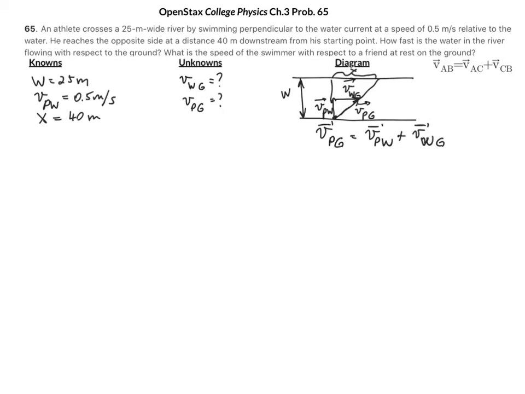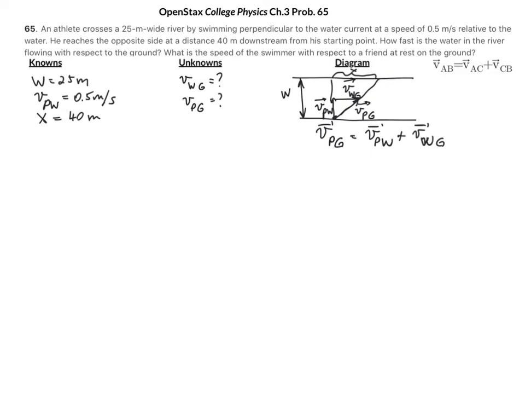And if I look at my vectors here, I notice that the velocity of the person relative to the ground is indeed the sum of the velocity of the person relative to the water plus velocity of the water relative to the ground. I have a tip-to-tail addition. I'm adding this to that, and then this is my resultant vector.